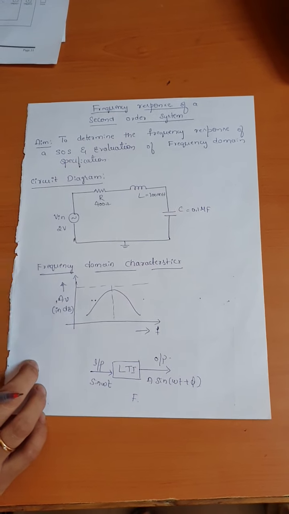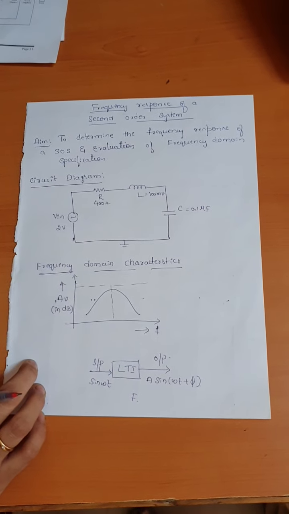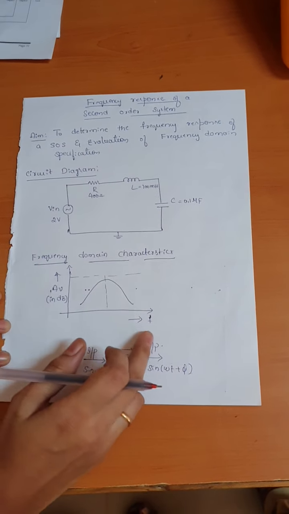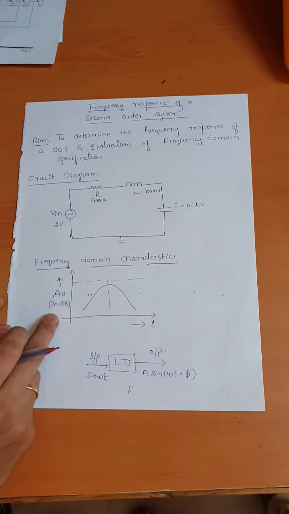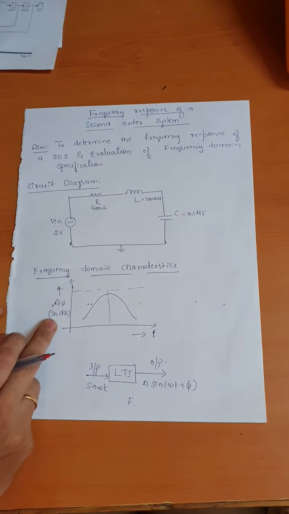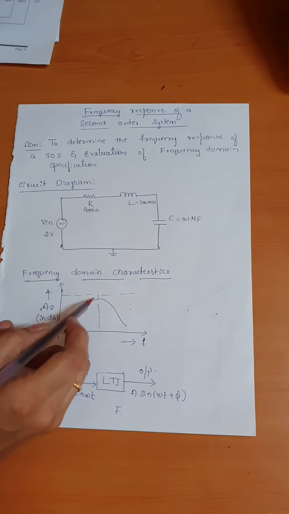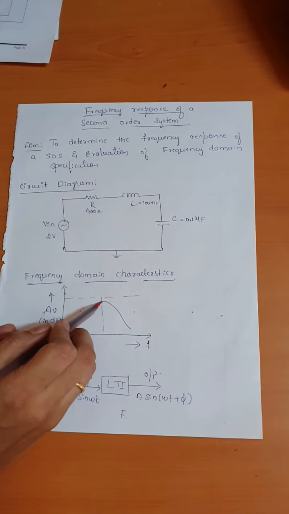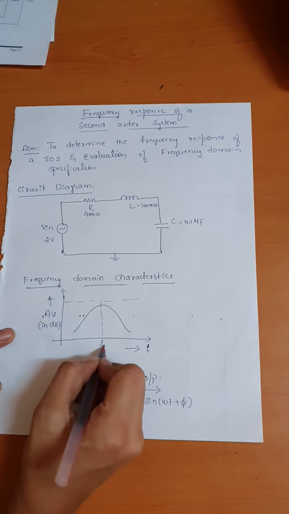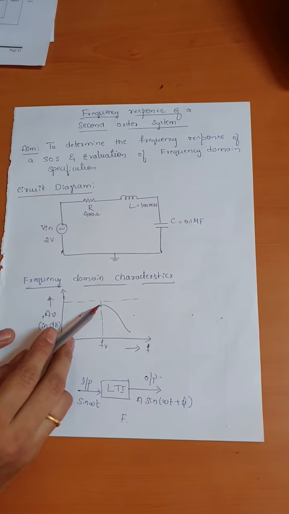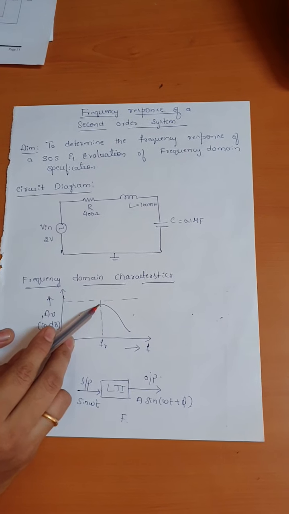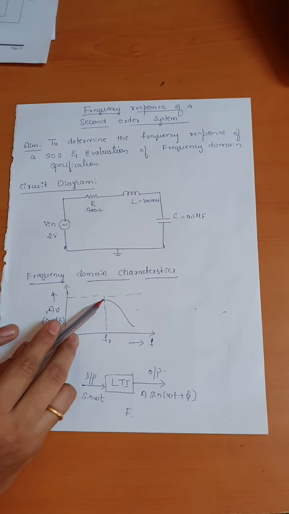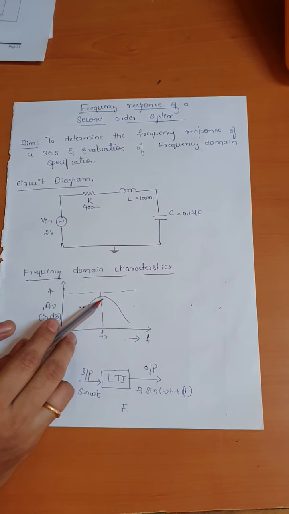So this is the frequency domain characteristics of the frequency response experiment. On the x-axis we have frequency, and on the y-axis we have the gain, that is Av in decibels. From this frequency response, what we can understand is that this is the resonant peak in gain, which indicates the maximum voltage across the capacitor. At this particular frequency, consider it as the resonant frequency FR, we are going to get a maximum voltage across the capacitor. This value also depends upon the damping factor in the circuit.